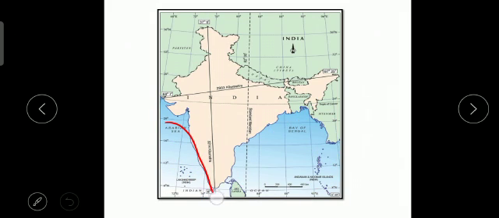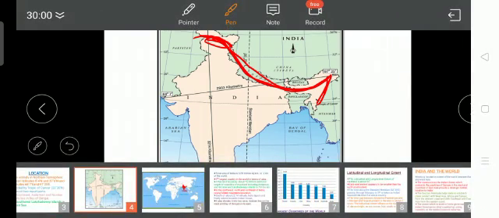In the northwest, north and northeast of India, young folded mountains are found. Like in the south, there are seas. In the north, there are mountains, and these mountains are young fold mountains. These mountains are located in the north and northeastern part of India. Like the Himalayas are in the north of India.